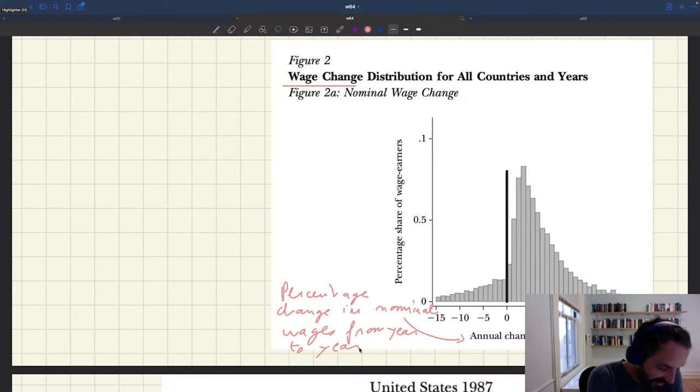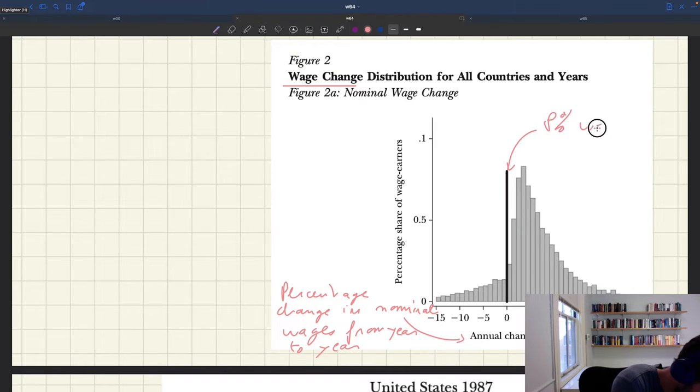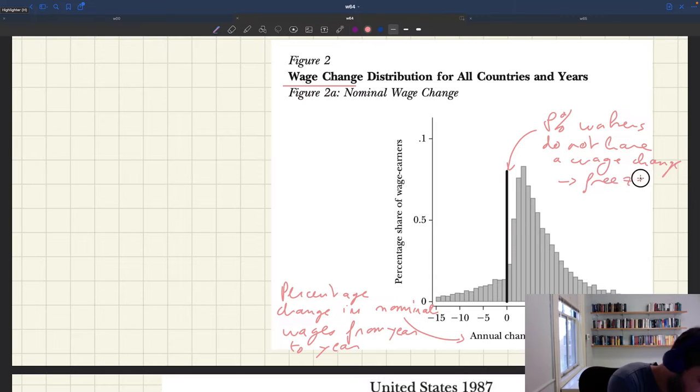Okay, and so what do we see here? There are a couple of patterns that are very interesting. So first of all, the most interesting thing, of course, is that you have a huge spike at zero. So that means that for a bunch of workers, you see about 10% of workers, a little bit less, maybe 8% of workers, do not have a wage change. So 8% of workers have a wage freeze. That's quite interesting. It means that for all these workers, the wage doesn't change from year to year. So it means that for these guys, their wage is going to last at least 2 years.